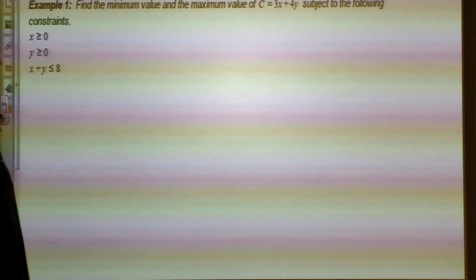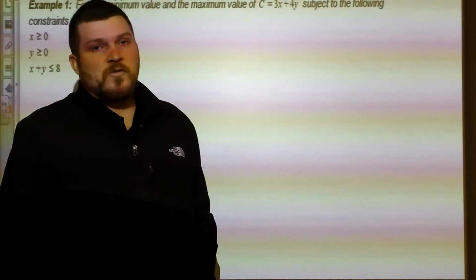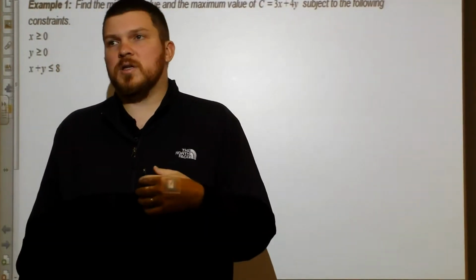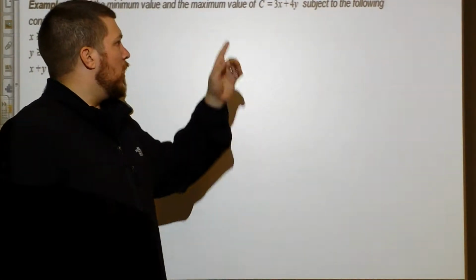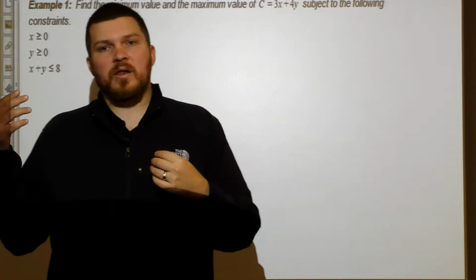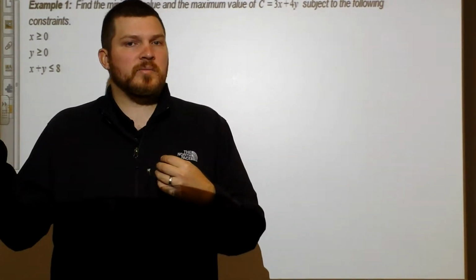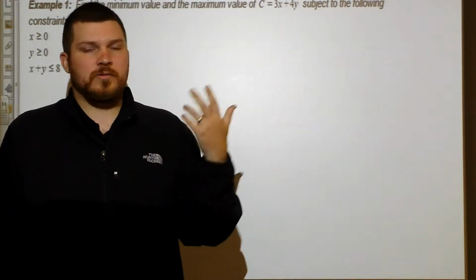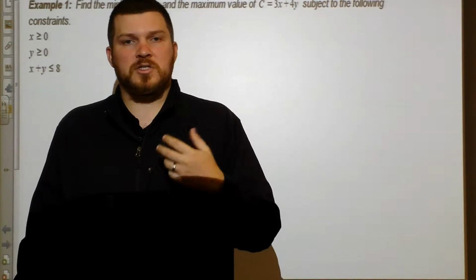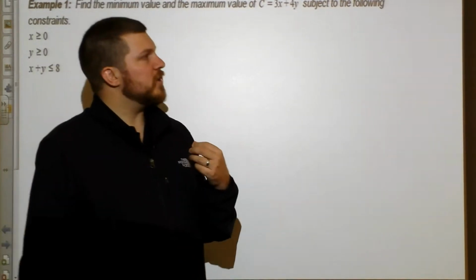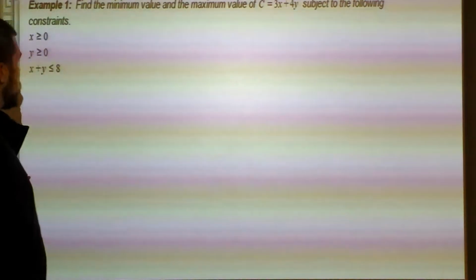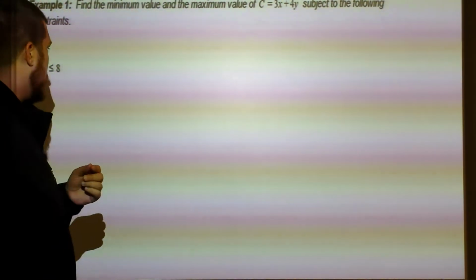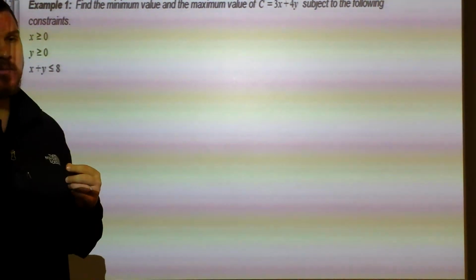What we want to do is find the maximum value of our function c equals 3x plus 4y. Here, c could represent the cost to build a car, where x represents maybe the amount of sheet metal that Ford Motor Company needs to buy, and y is the number of electronic computers to monitor the engine that Ford Motor Company needs to buy. Subject to the following constraints. So we're told that x has to be bigger than 0, y has to be bigger than 0, and x plus y has to be less than or equal to 8.